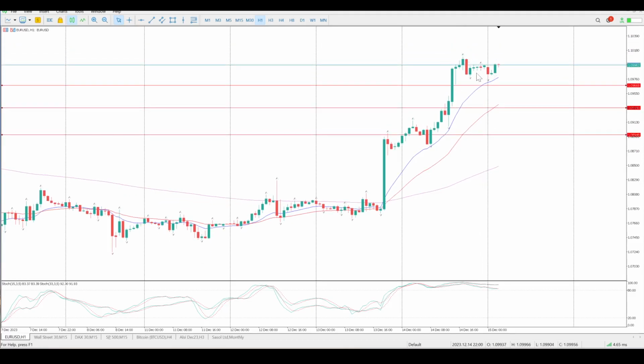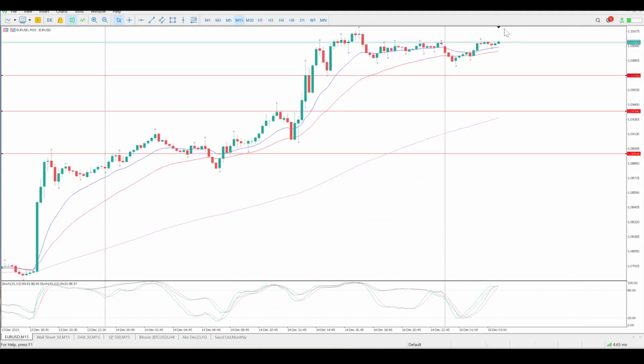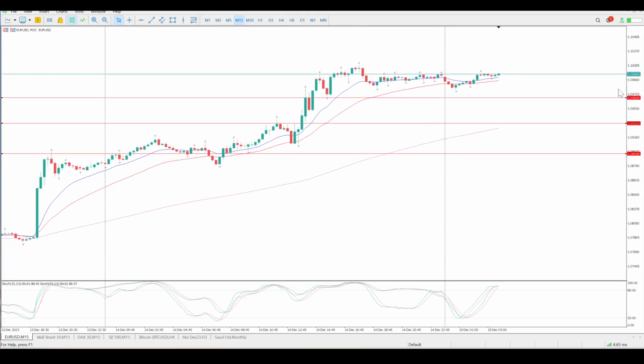So there's your flag. If you just draw a line along the top and the bottom, you'll see your flag. So here's your flagpole, flag, boom. So what's logical is a break to the upside. So get down to the 15 minute, and you're going to see very little structure. So let's just treat this level here as the bottom of the range.